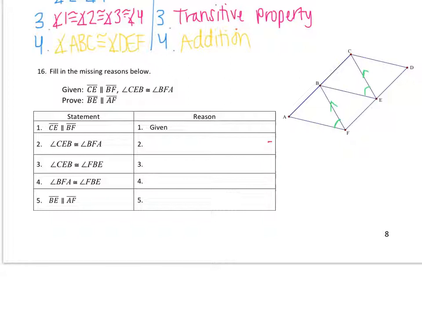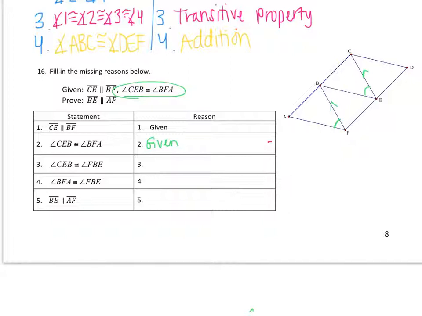Second step, angle CEB is congruent to BFA. Remember that was the second part of our given, so we're just going to repeat the word given here. Sometimes people like to split up the givens into two different statements depending on their own personal preference. I personally like putting it all in one statement because, again, I don't want to repeat myself, but it's up to you, whatever you want to do.